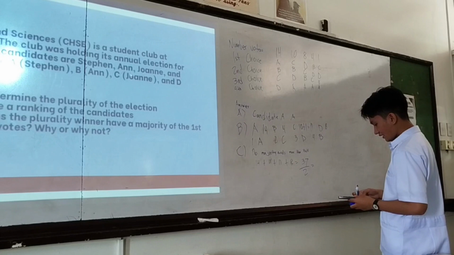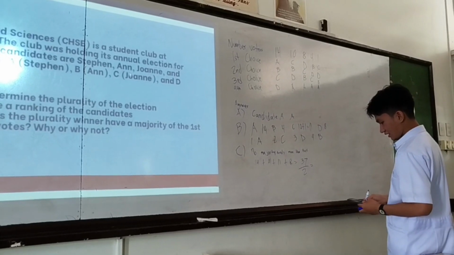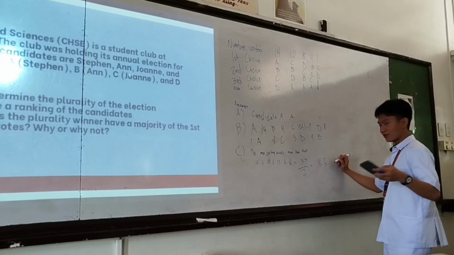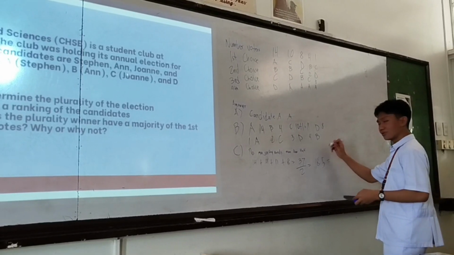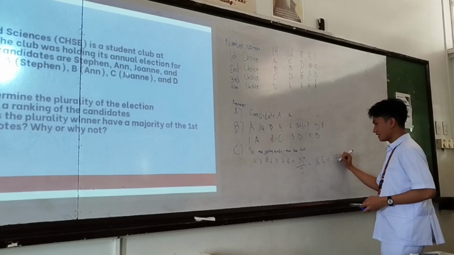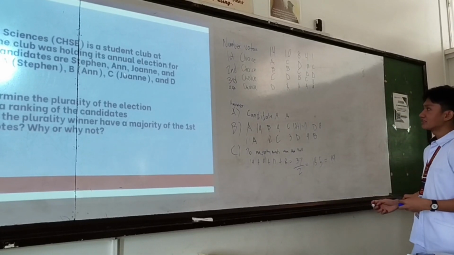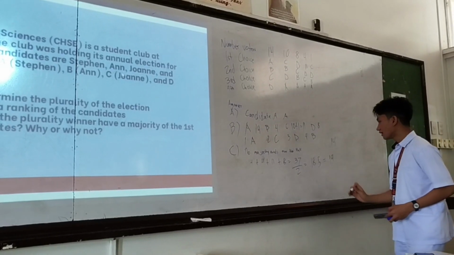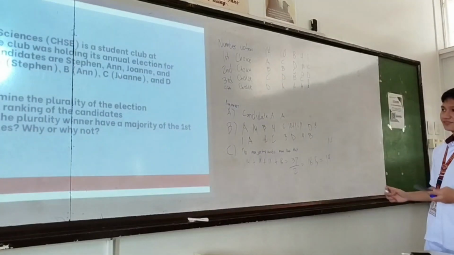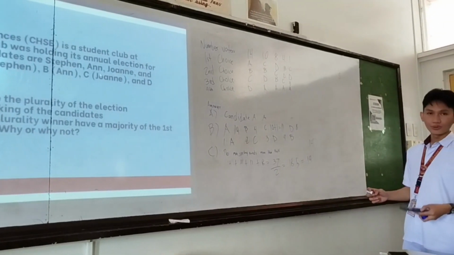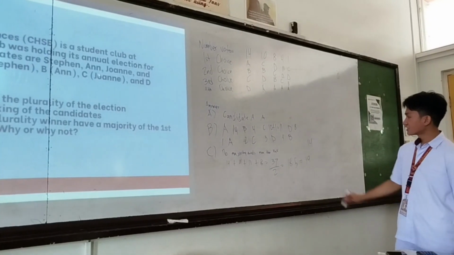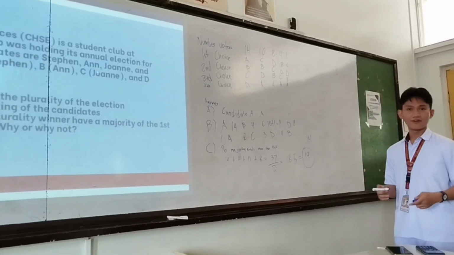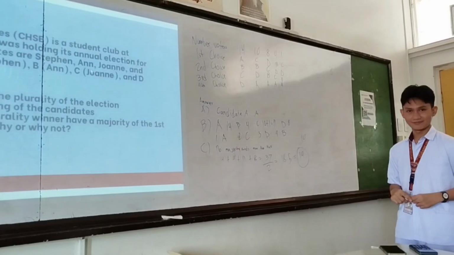So 37 divided by 2 is 18.5. Since it's an election, there is no 0.5, so we will round it up. So it will become 19. So to answer this question, since the candidate has 14 cast votes, candidate A does not have the majority of the first place votes because he must add 19 votes to obtain the majority of the first place votes.